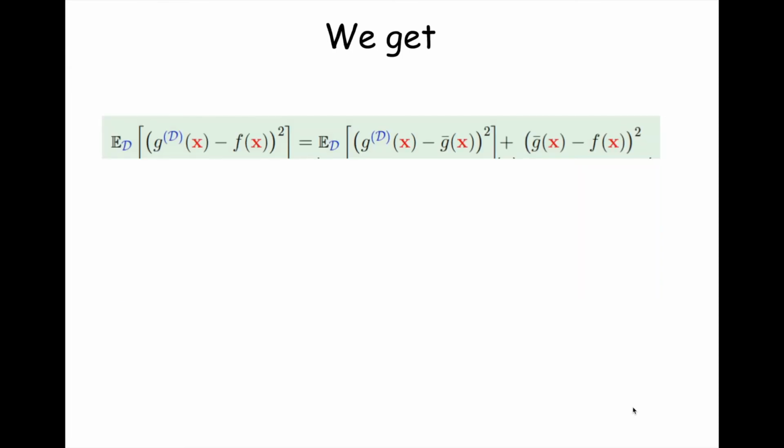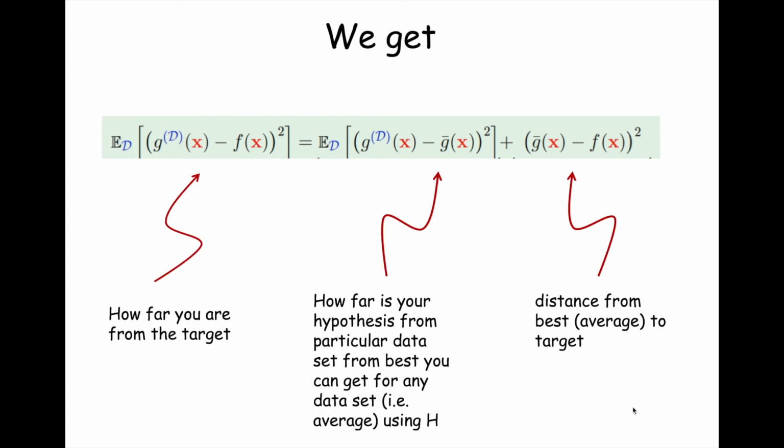Okay, so this is the expression we get. We get the expectation with respect to D of the difference between the final best hypothesis you get from a particular data set, quantity squared, the squared error loss between that final best hypothesis and your ground truth target function, is the expectation of the squared difference between that final best hypothesis and the average best hypothesis, plus the difference between the average best hypothesis and our ground truth target function. Okay, so this is what we get after doing a little bit of algebra.